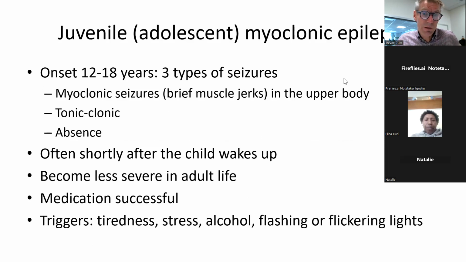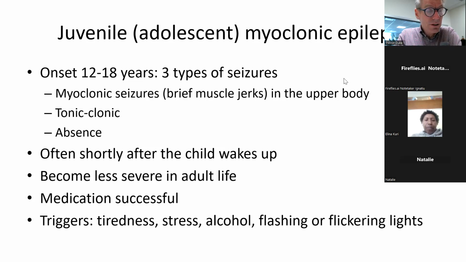The next type of epilepsy is juvenile, or I think of it as adolescent myoclonic seizures, because it almost always occurs in adolescence. These children can have one of 3 types of seizures. They can have muscle jerks in their upper body typically, and they can sometimes have tonic-clonic generalized seizures, and sometimes they have absence seizures where they just blank out. Again, a bit like benign Rolandic epilepsy, it often occurs when the child just wakes up.